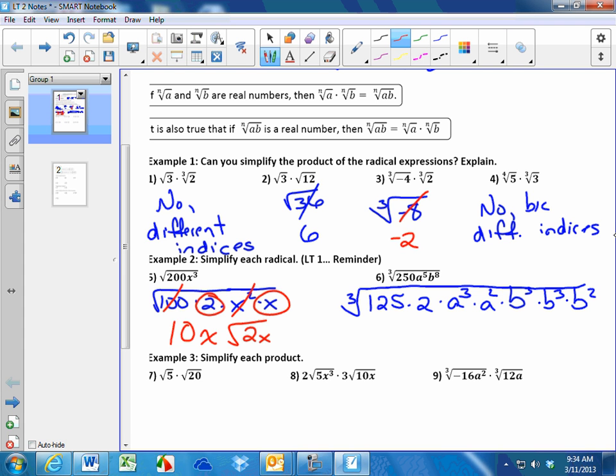So there's a lot going on in this problem. So to keep it straight, if I'm going to reduce the square root or the cube root, I like to circle anything that I'm not reducing, it just helps me kind of keep straight what's what. All right, so one at a time. Cube root of 125.